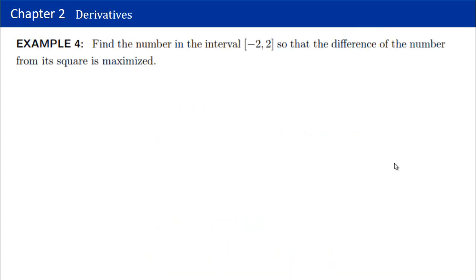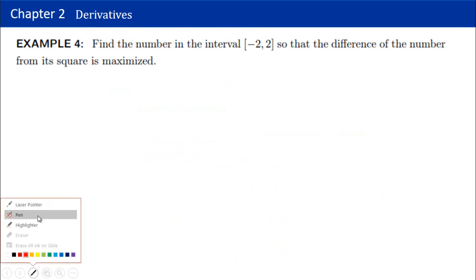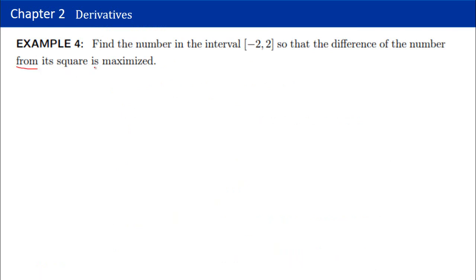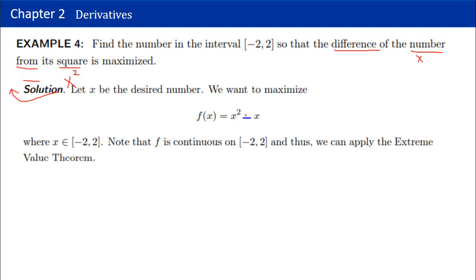Find the number in the interval negative 2, 2 so that the difference of the number from its square is maximized. So, the preposition used is from. It means mauuna ang square followed by the number, of course. And this difference will take effect on this. So, meaning, kung ito ay x squared, ang difference ay dito makikita sa preposition, and then this one is x. So, that means pabaliktad because it's from. So, that means our f of x is x squared minus x.